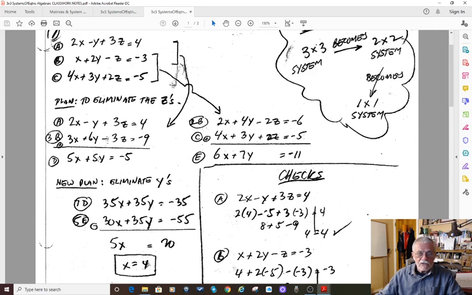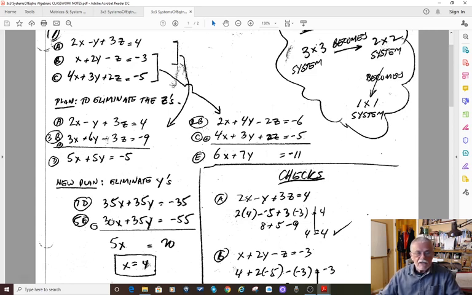So my new plan is to eliminate, I chose the y's, could have chosen the x's, I chose the y's in D and E. So 5 is not a factor of 7, 7 is not a multiple of 5. So what I'm going to do, I'm going to make them both 35s. I'm going to take equation D and multiply it by 7, and equation E and multiply it by 5, and look at what I get. These are identical. So since they're identical, even with the same sign, subtraction is the way to go.